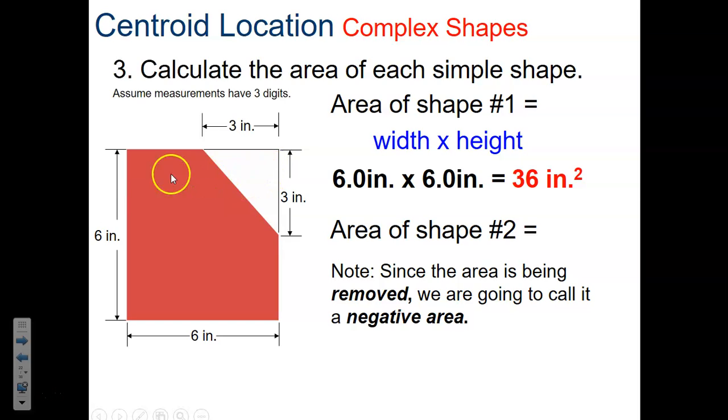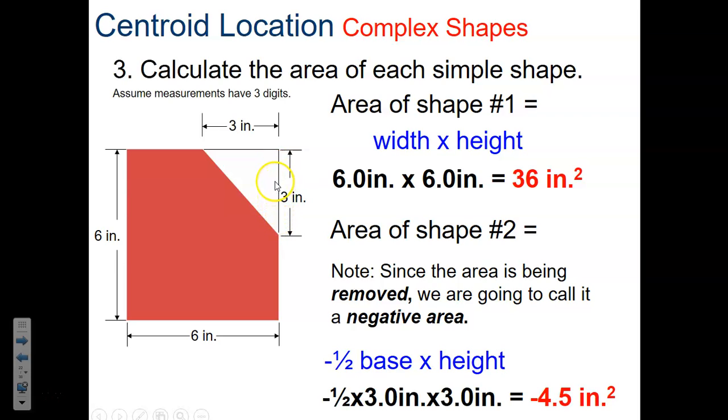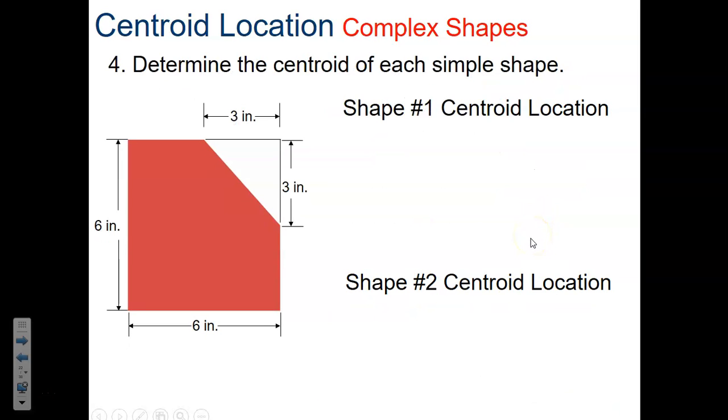Keep in mind that we looked at the total shape, including the part that wasn't there. That's important because that's going to be our positive shape. And then we're going to have a negative shape. We're going to subtract off the part that isn't there, so we're going to make that negative. So we've got our triangle, which is again 3 inches by 3 inches. One half base times height gives us negative 4.5 inches squared. So our total area when we add these together is going to be 31.5 inches squared, which hopefully is the same as what we did before.